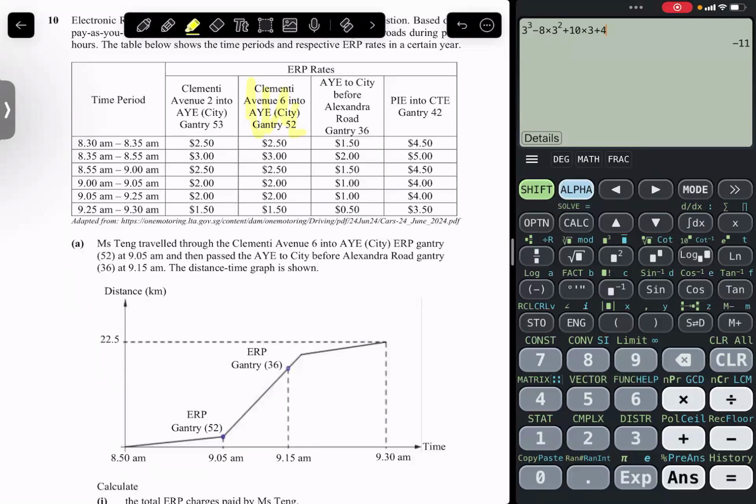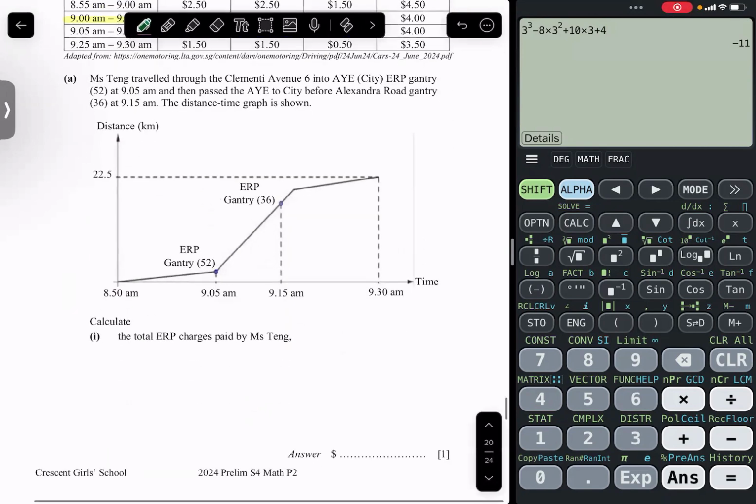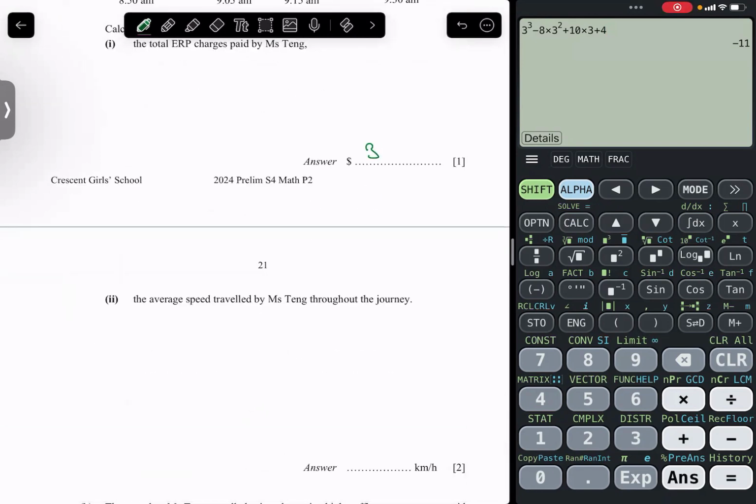Okay, and then pass the AYE to city before Alexandra Road, again 336 at 9:15. So 9:05 is this, right? 9:15 is this. Okay, so calculate the total ERP charge paid by Miss Tang. As we expected, the answer is just $3, right? 2 plus 1. Simple.